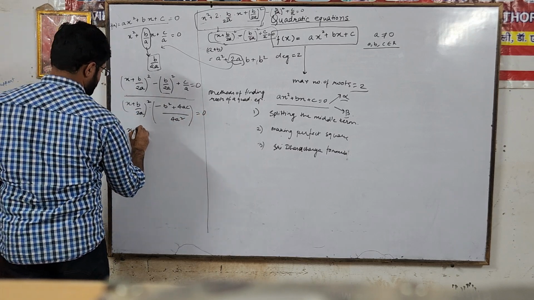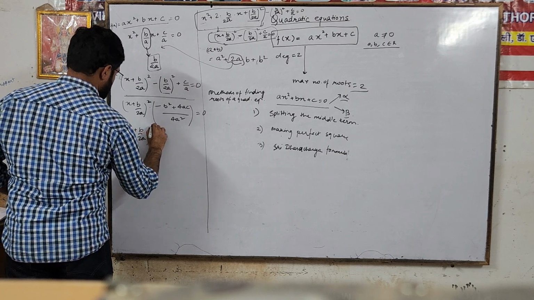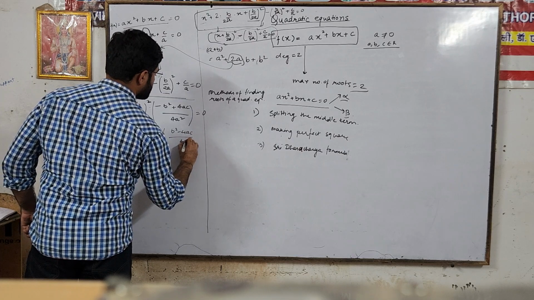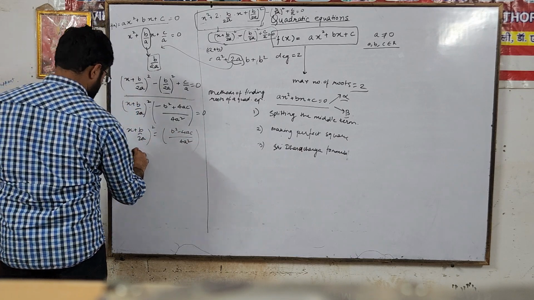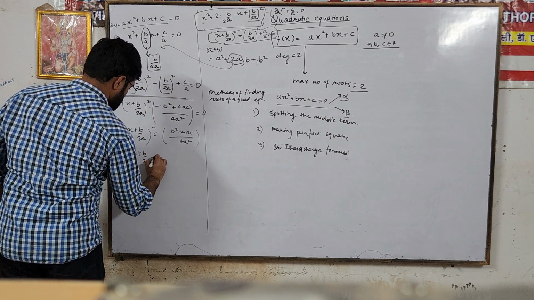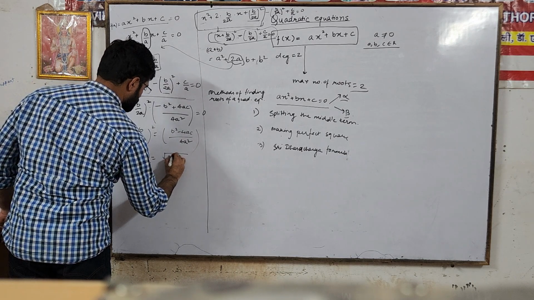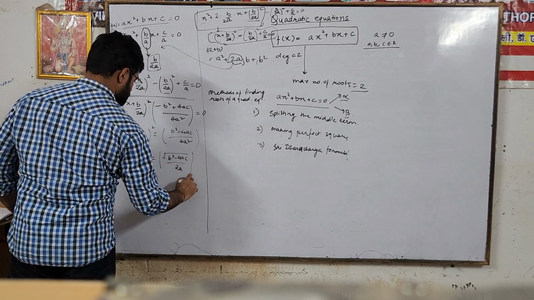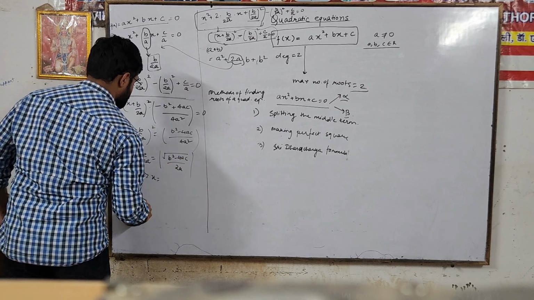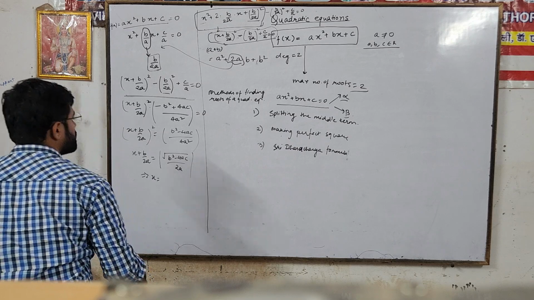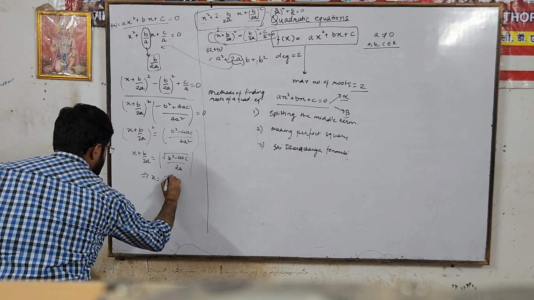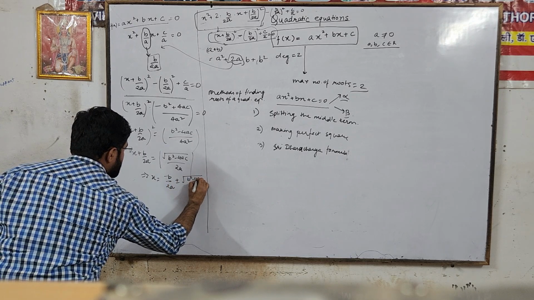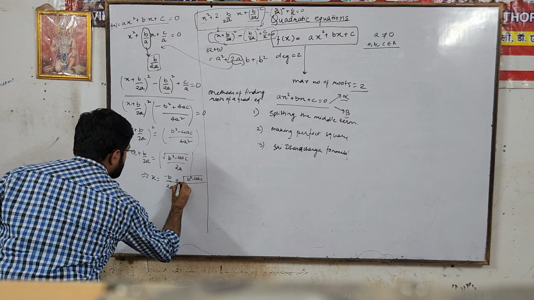Let's move this to the other side. (x plus b by 2a) whole square is equal to (b square minus 4ac) upon 4a square. Now we just take the root, x plus b by 2a is equal to under root of (b square minus 4ac) upon 2a, and since this is going to be a modulus, therefore x is equal to minus b plus minus under root of (b square minus 4ac) whole upon 2a.